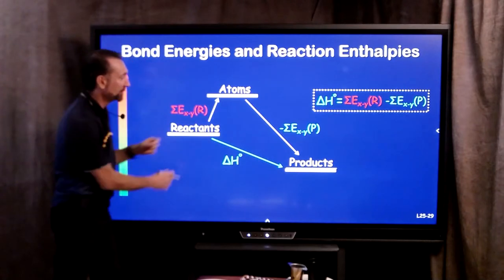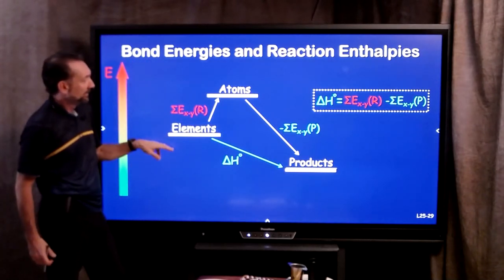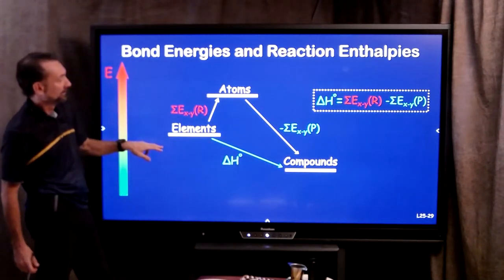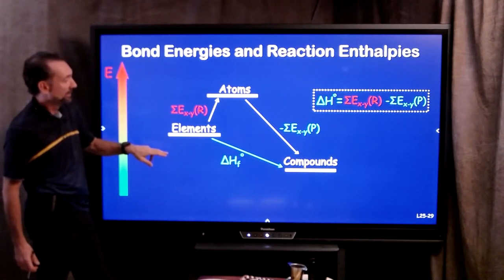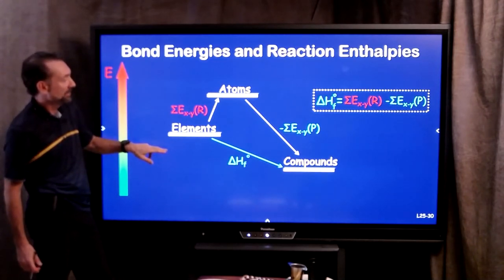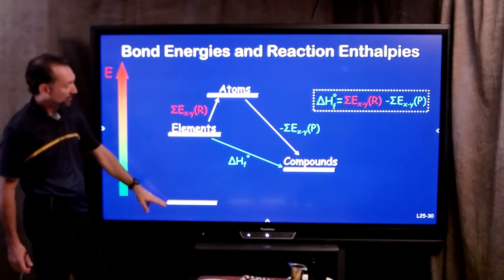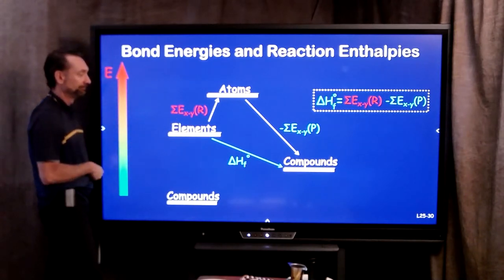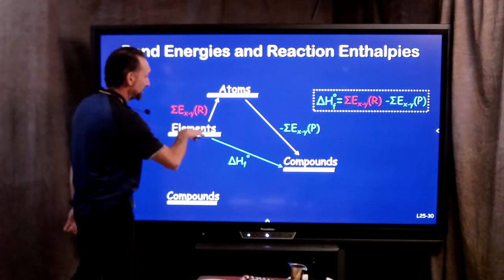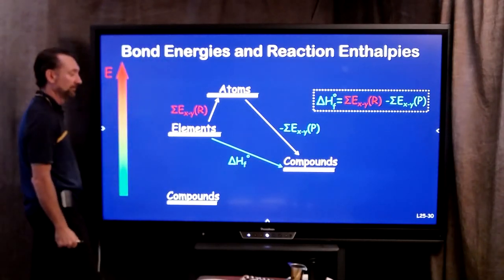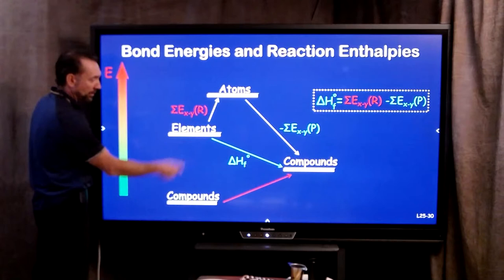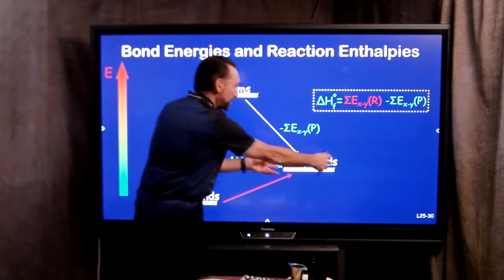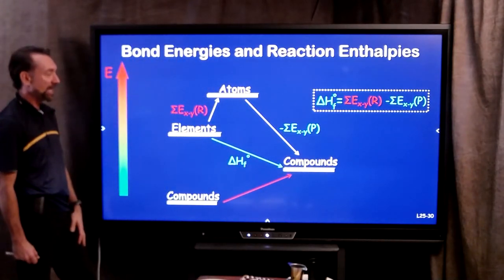So here I'm going from reactants to products. If I go from elements to compounds, that is the case. That's the first change we did. So that's an enthalpy of formation. Now, let's bring in some other compounds down here. I got to elements in their standard states, and I knew the elements in their standard states to make those compounds. Here's a different set of compounds, but I can know that difference as well. Let's say I wanted to go from these compounds to those compounds. How would I get that?